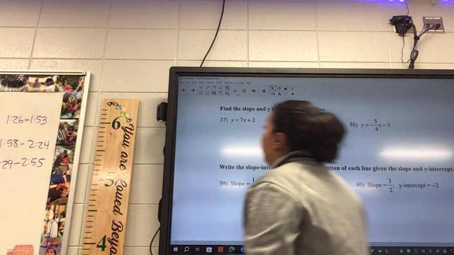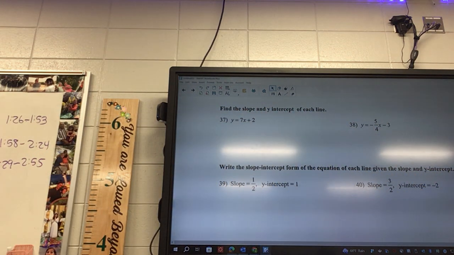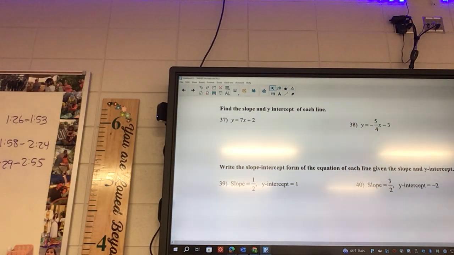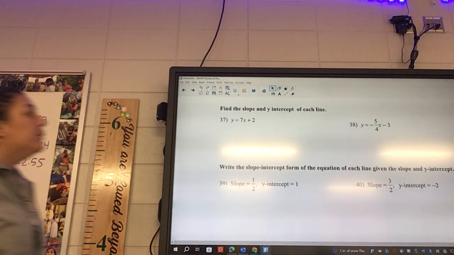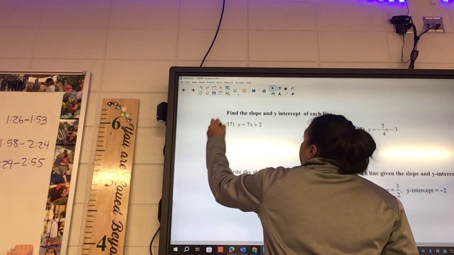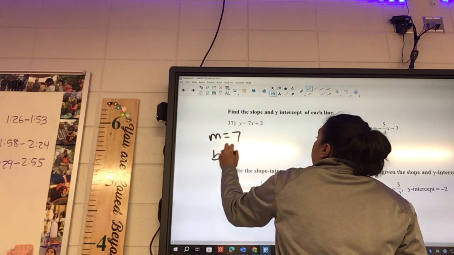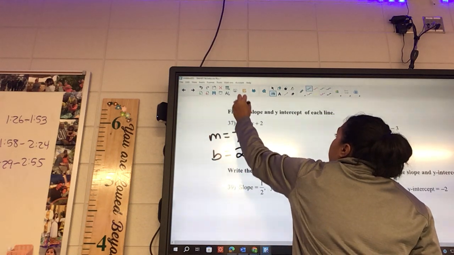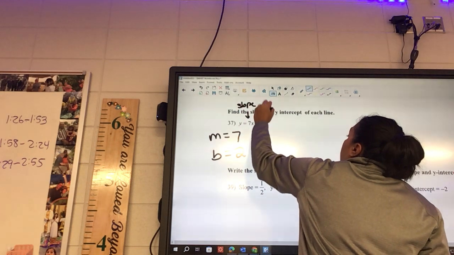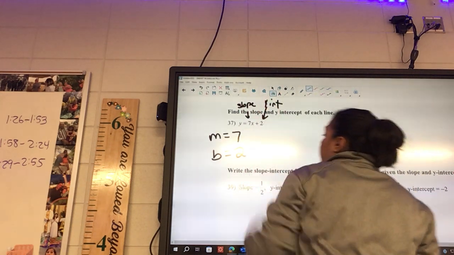37. Okay, find the slope and the y-intercept. Which one is the slope? The one by the x. So the 7 is the slope. What letter do we use for slope? M. So my M is 7. My B is 2. Okay, this is my slope. This is my y-intercept.